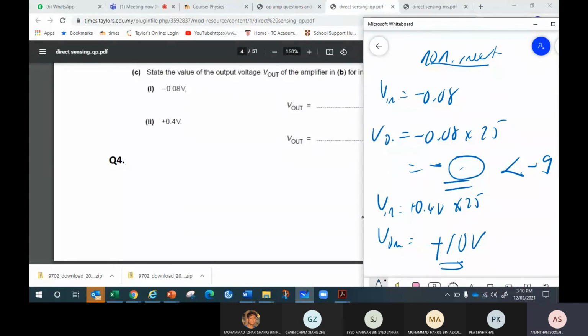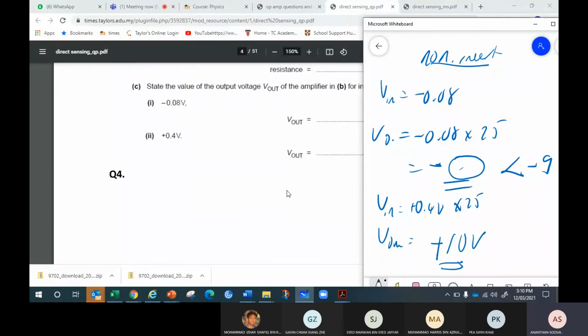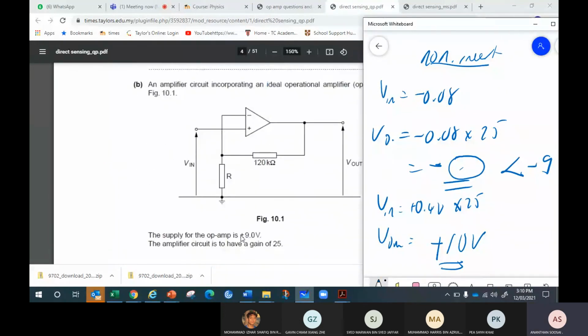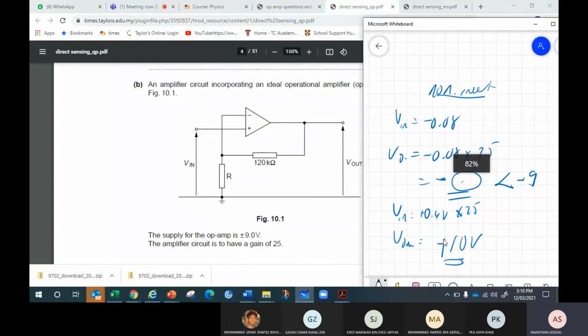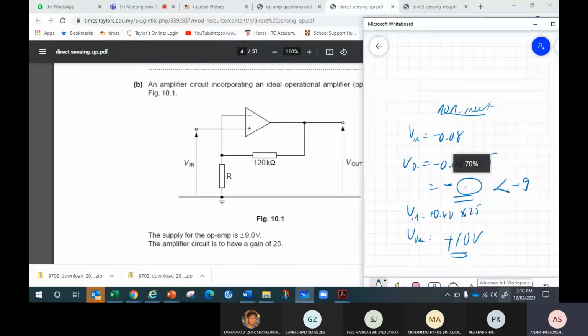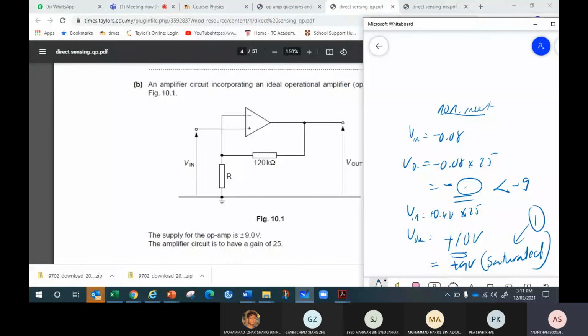Don't rush when you do this question. Check, is it saturated or not? Most of the time, the last question will be the saturated one. That's a very common trend Cambridge follows. They give a small number first without saturating. The second number normally will saturate. So check. It's not positive 9, but positive 10. So how do you write the answer now? You say the answer is positive 9 volt, bracket saturated. Saturated will be 1 mark, remember.